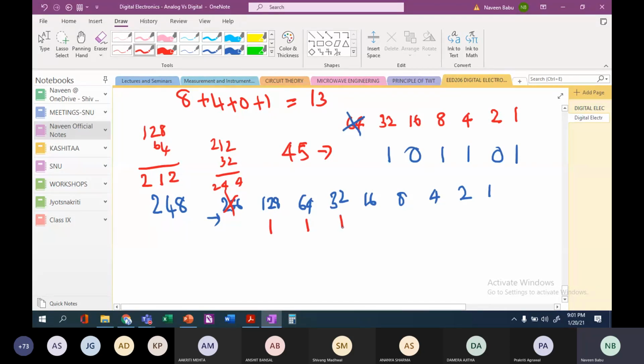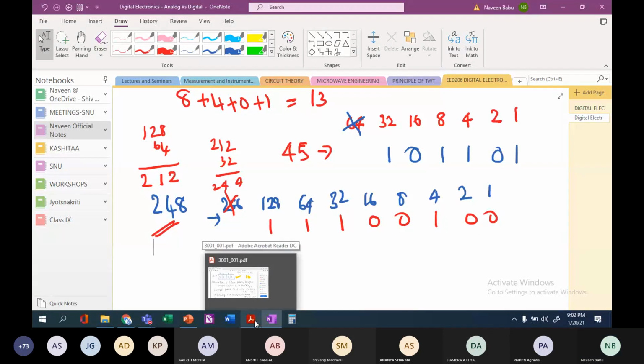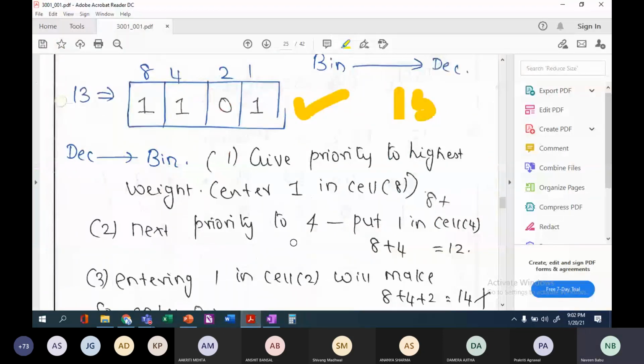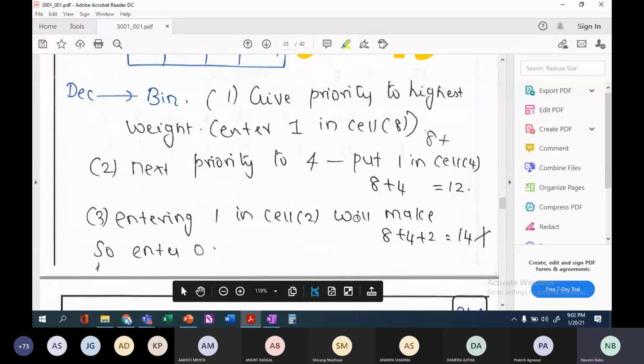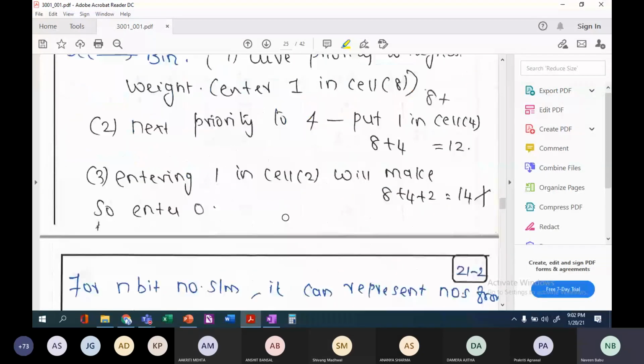So 212 plus 32, I will have 244. Remaining 4 is there, right? So I can put 1 here, 0, 0. Right? So this will be the binary equivalent for this 248 number. Okay. So any doubts here? Okay. So this is the explanation that is given here.